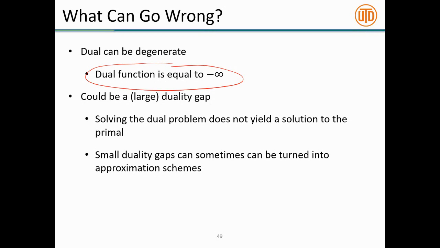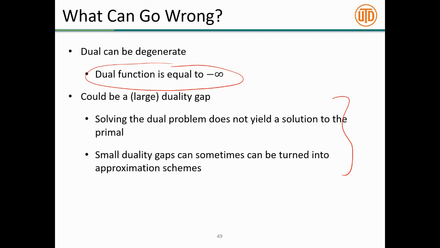In this case, I would say that the dual is degenerate, right? It gives you a lower bound on the primal function, but negative infinity is a lower bound on everything. So that's not really interesting. There could also be a really large duality gap, or just a duality gap at all. In such a case, solving the dual doesn't necessarily give you a solution to the primal problem, though I'll talk a little bit about it later on.